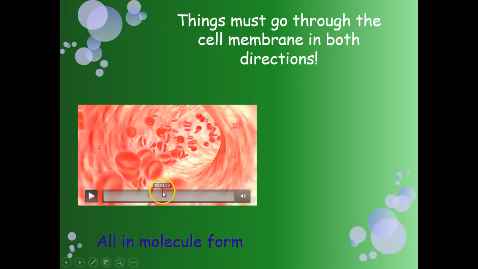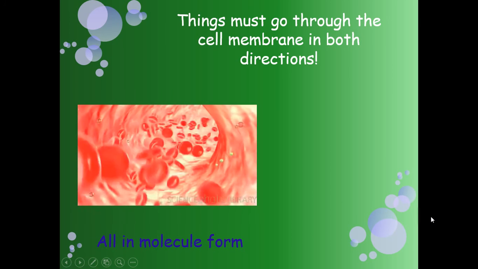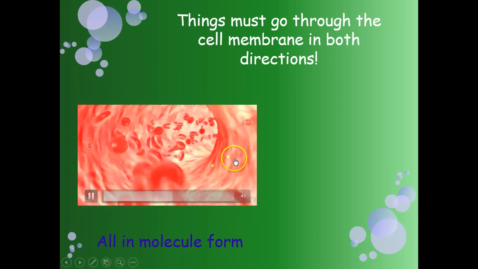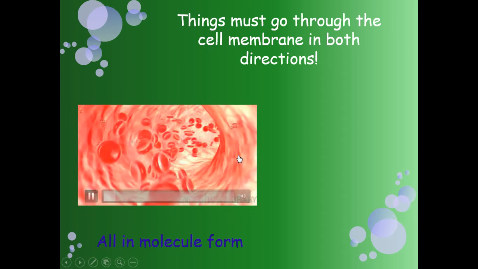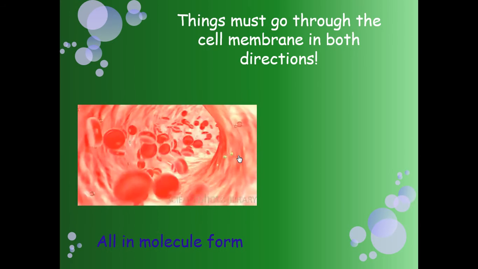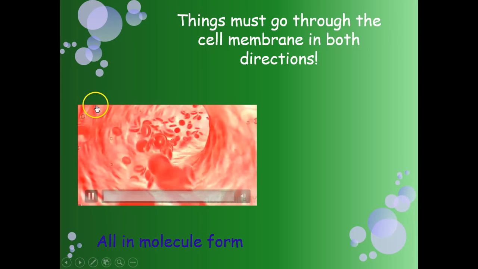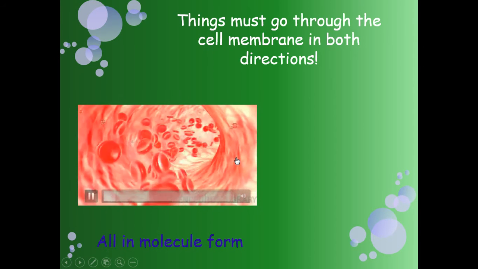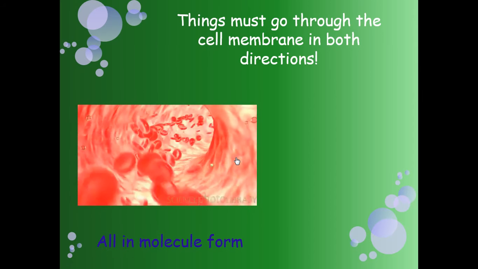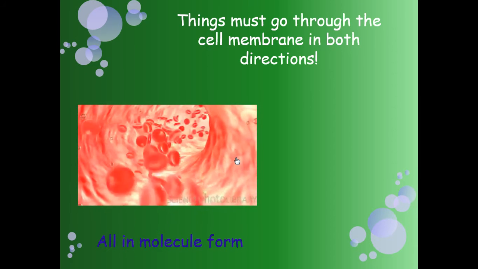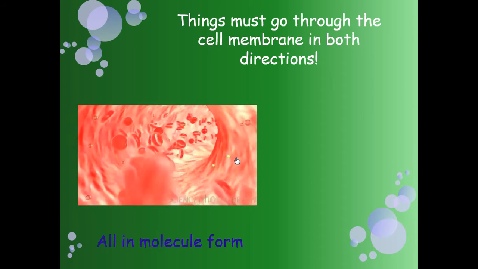Things have to go through a cell membrane in both directions. Take a look here. If you watch this animation and you look at the side, you see things moving through. This is a blood vessel, an artery or a vein inside your body that carries red blood cells, like you see moving past. But other materials, other molecules have to be able to go through that blood vessel as well. So you can see things have to go through the cell membrane.